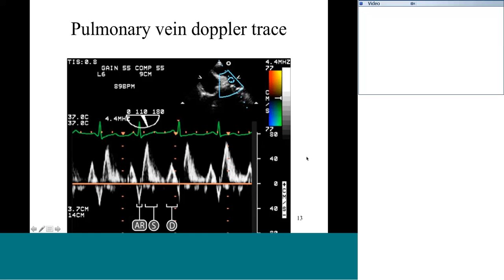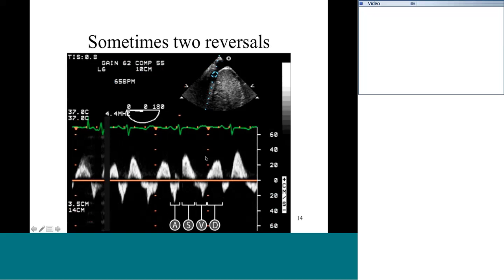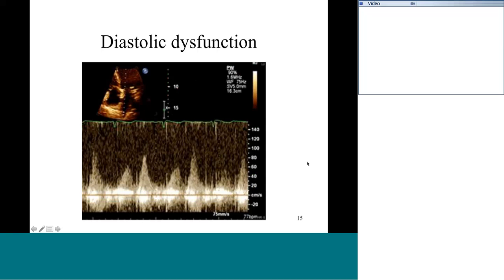Sometimes you will find two systolic waves and two diastolic waves, something similar to even hepatic veins. But whatever is corresponding to the PR interval is the atrial reversal. If you are having a diastolic dysfunction, the systolic wave becomes a little less, the diastolic wave becomes a little bit more prominent, and the atrial reversal also becomes more prominent.